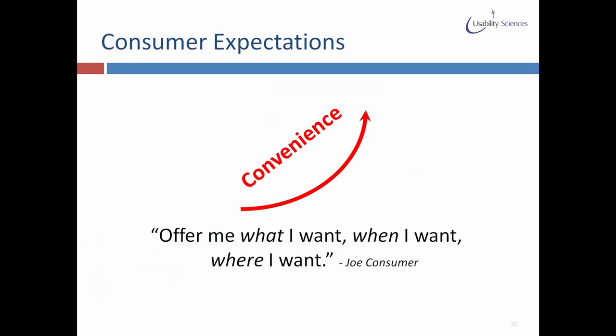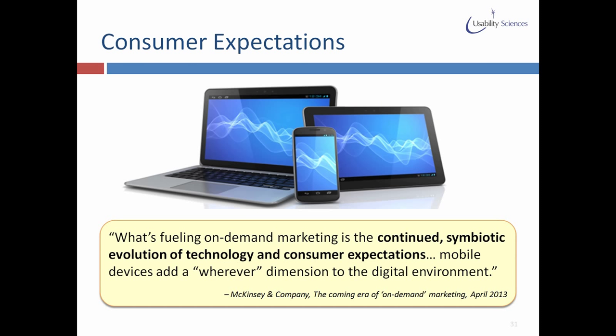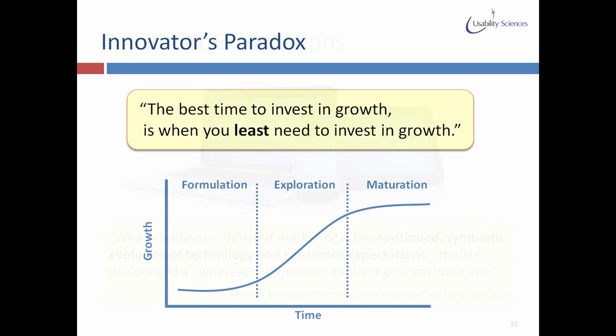So what we're seeing in all these trends, again, convenience exponentially increasing, could really be summarized by Joe Consumer, if you will, stating, offer me what I want, when I want, and where I want. And there have been others that have talked about this on-demand era that we are now living into. One such is the folks over at McKinsey and Company, who stated that what's fueling the on-demand marketing is the continued symbiotic evolution of technology and consumer expectations. So mobile devices have now added a wherever dimension to the digital environment.